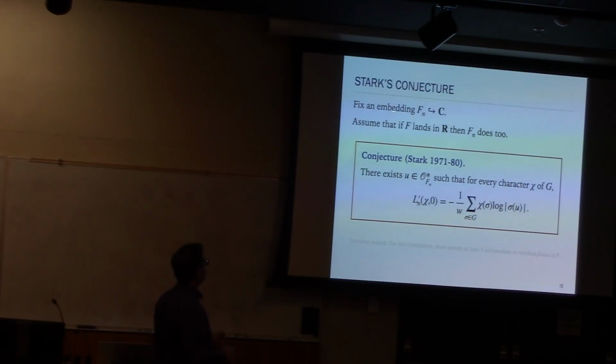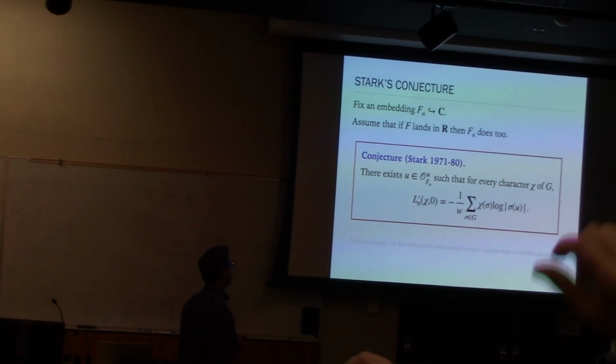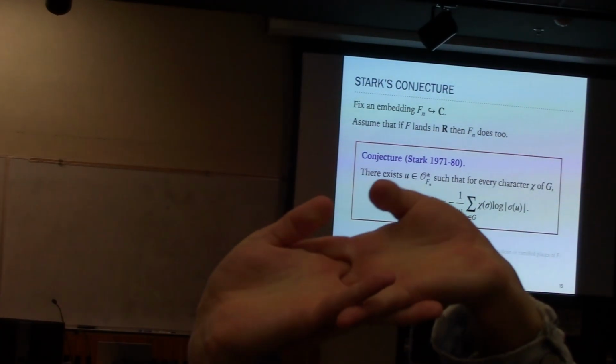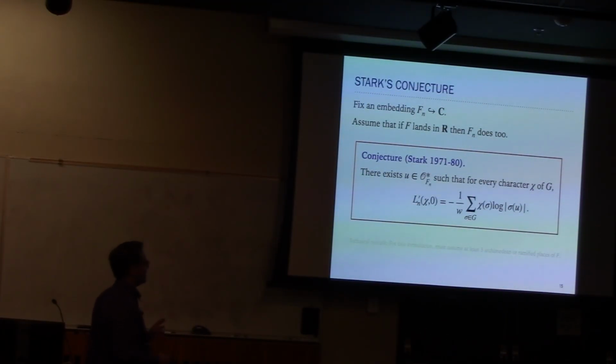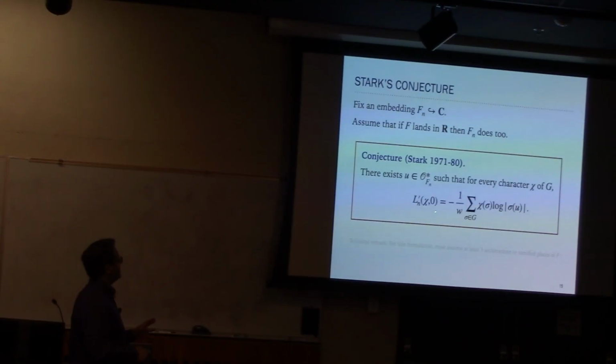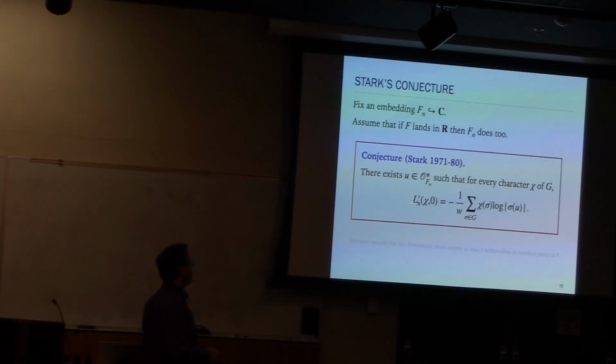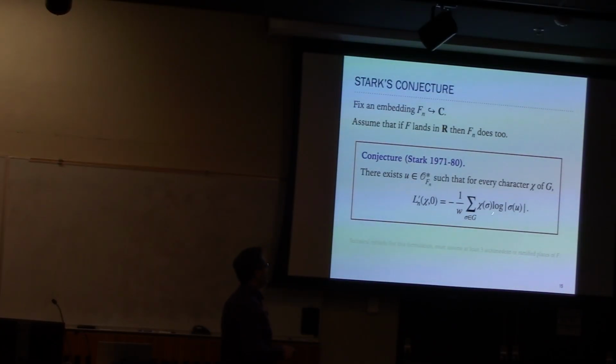So we make an assumption, by the way, this is kind of a technical thing, that you fix an embedding of Fn into the complex numbers, and you assume that if F lands in the real numbers, then Fn does too. And what that assumption does, if F doesn't land in real numbers, there's no assumption, and this automatically holds, is that all of these L_n of chi's are 0 at 0. If you plug in 0, you get 0. So it makes sense to look at the derivative. And since we're looking at the first derivative, you have the determinant of a 1-by-1 matrix, which is just a number. And so in place of the regulator, you have the logarithm of a single unit.